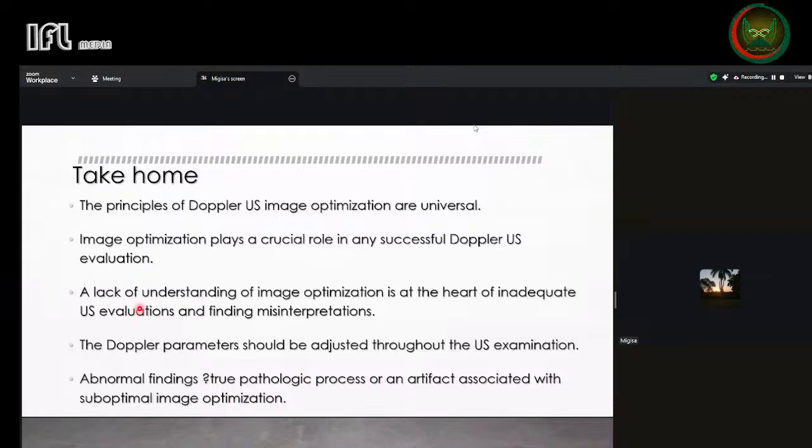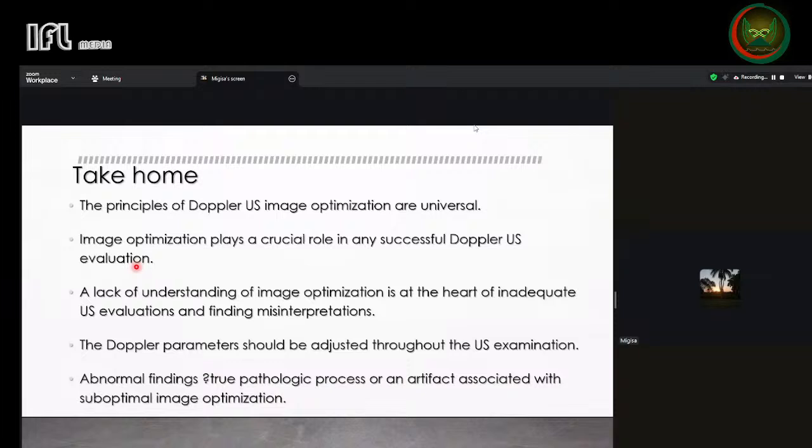You might not get your PSV right. You might not place your gate correctly and have a wrong angle. Then you get a lower PSV, and you call a fetus normal when it is actually anemic and there is need for intervention. So image optimization plays a crucial role in any successful Doppler ultrasound evaluation. And a lack of understanding of optimization is at the heart of inadequate ultrasound evaluations and misinterpretations.